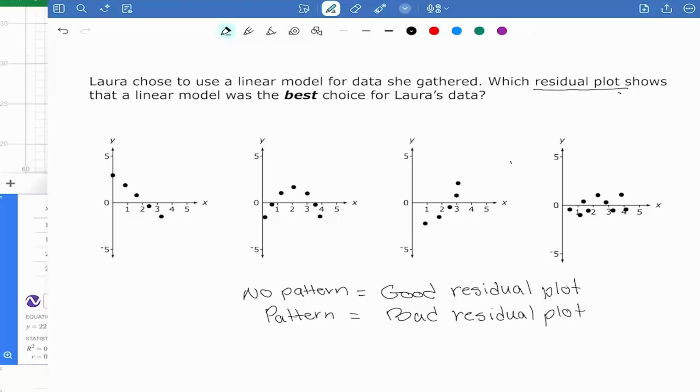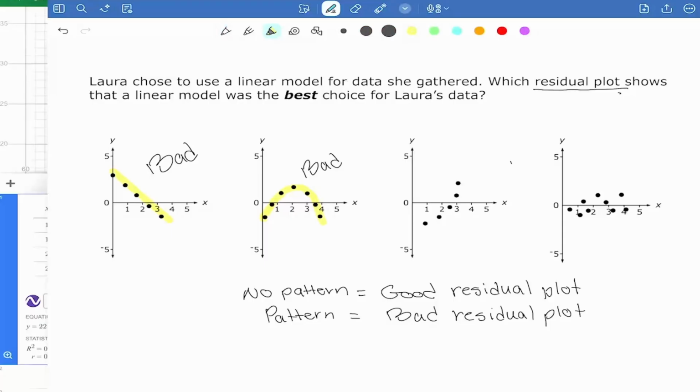Okay, so looking at the first graph, you will see that those dots follow a straight line. Because they follow a straight line, that's a pattern. So we don't need that one. We're going to write bad. This is a bad one. Okay, the next one, you'll notice that as we follow those dots, it makes a curve. So in that curve, that means it's following a pattern. That's going to be another bad one.